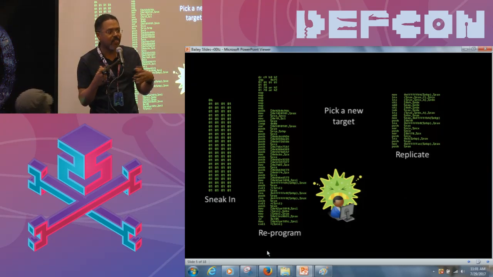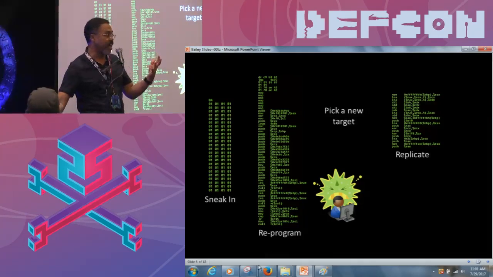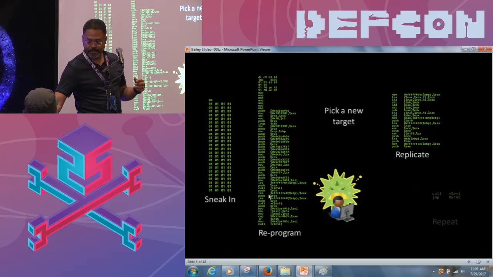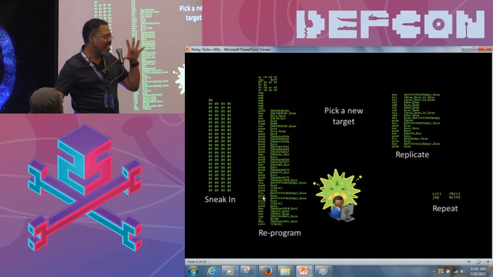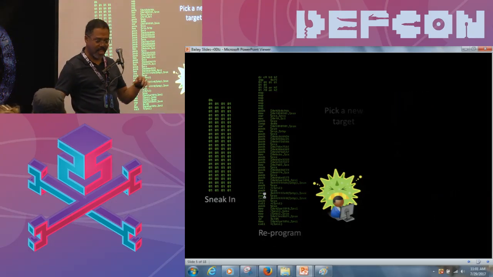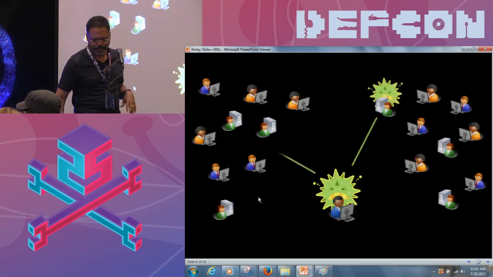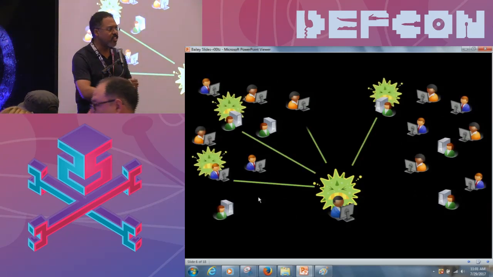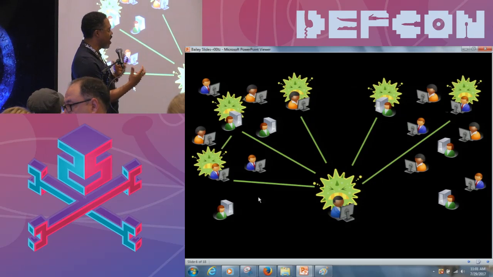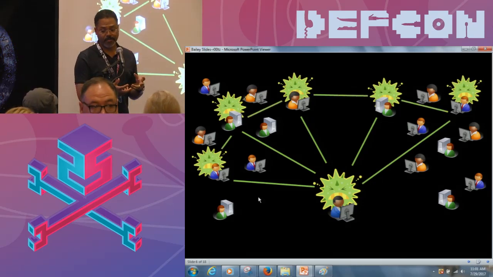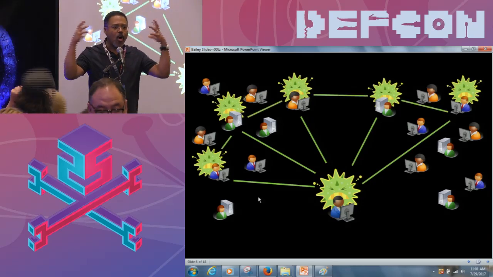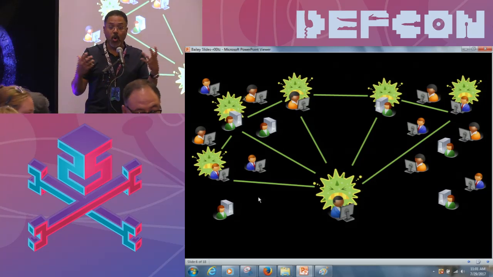it then replicated itself, copied its code, and sent itself out again. So this is what it looked like on the code level. On a more simplistic level, it looked kind of like this. You have a compromised computer that's just searching for others on a network that it could also take control of. And once you have this whole network of computers, what happens next?